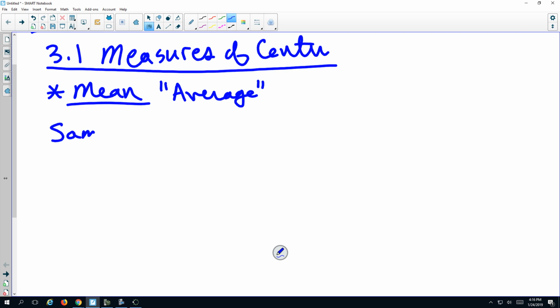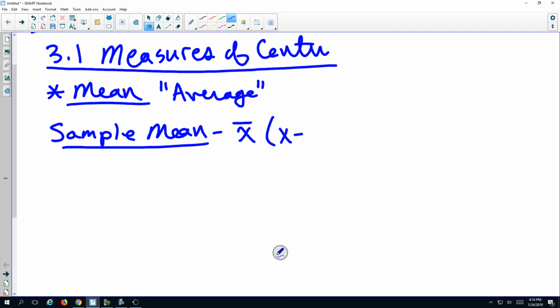The sample mean. We give it this symbol, X with a bar on top, and we call it X bar. So X bar is the average of a sample. Or we're just going to call it the mean from now on, the mean of a sample.